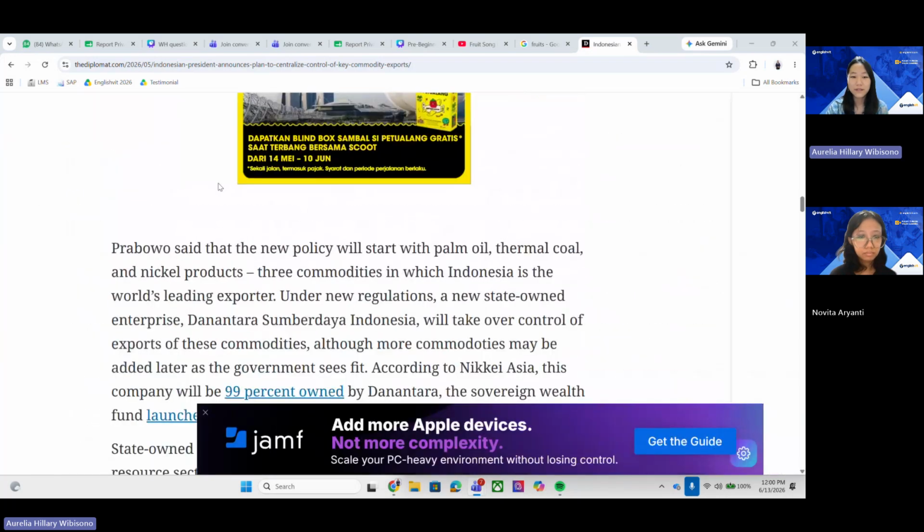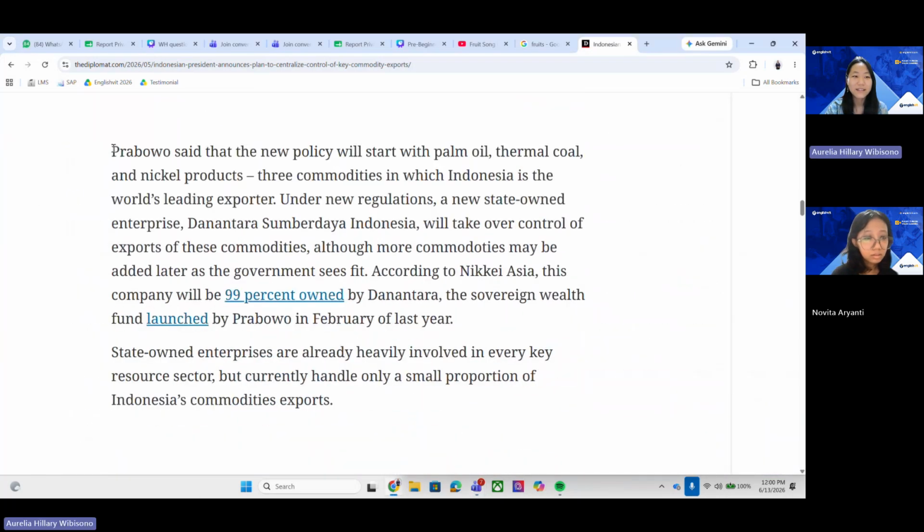Okay, this one. Prabowo said that the new policy will start with palm oil, thermal coal, and nickel products, three commodities in which Indonesia is the world's leading exporter. Under new regulations, a new state-owned enterprise, Danantara Sumber Daya Indonesia, will take over control of exports of these commodities, although more commodities may be added later as the government sees fit.